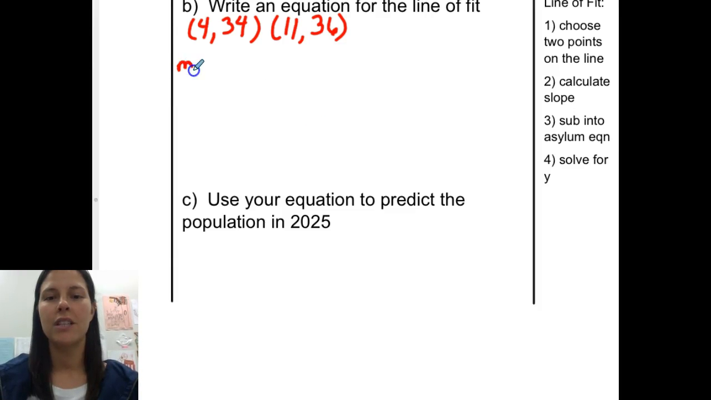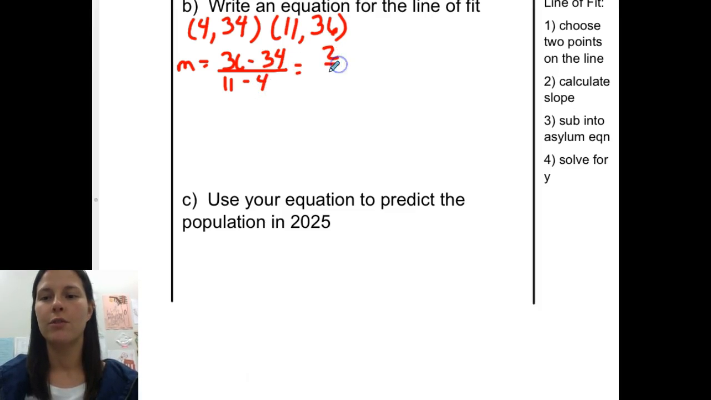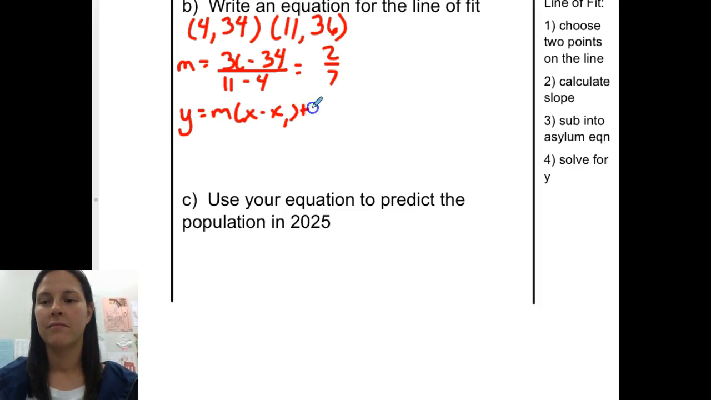To write our equation, we need our slope formula. Change in y, 36 minus 34, over change in x, 11 minus 4, gives me a slope of 2/7. Putting that into my point-slope equation, we've got y equals my slope times x, putting that 4 into the parentheses, making it opposite, and that plus 34 on the outside, keeping it normal.